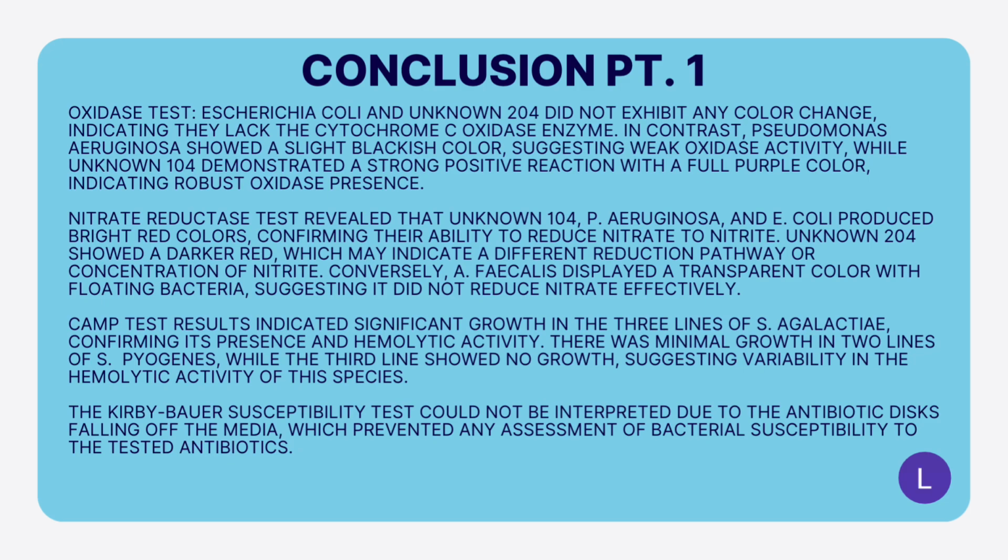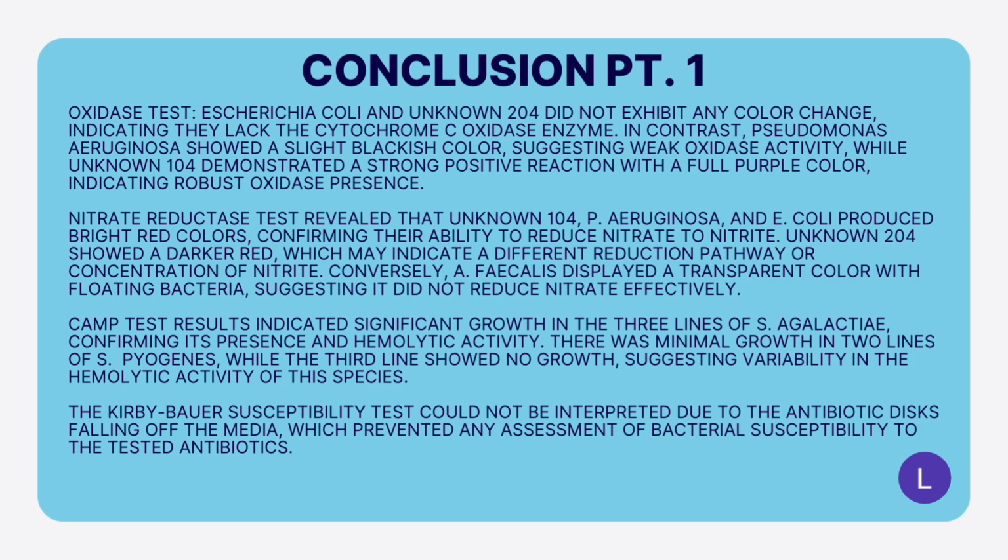For the first part of the conclusion, we have the oxidase test, the nitrate reductase test, the CAMP test, and the Kirby-Bauer susceptibility test. For the oxidase test, we can see E. coli and unknown 204 showing no color change, indicating that they lack the cytochrome c oxidase enzyme. In contrast, P. aeruginosa shows a slightly blackish color, suggesting weak oxidase activity, while unknown 104 demonstrated a strong positive reaction with a full purple color, indicating robust oxidase presence. As I mentioned, on P. aeruginosa, we're still doubting that result.